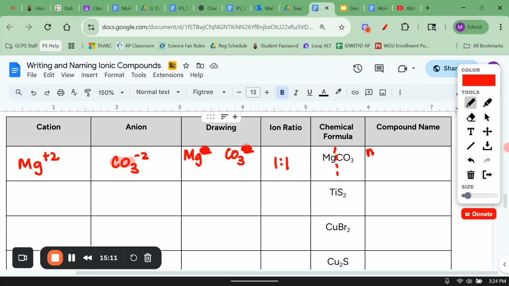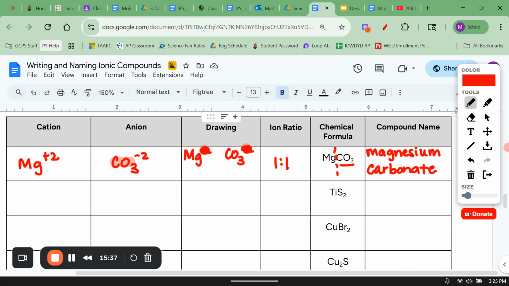Mg is magnesium. Magnesium is an alkaline earth metal, so we do not need a Roman numeral. CO3 is coming from the back of your periodic table, so that makes it a polyatomic ion, and we do not change anything about the name of a polyatomic ion. So how we see it is how we write it. This turns out to be magnesium carbonate.